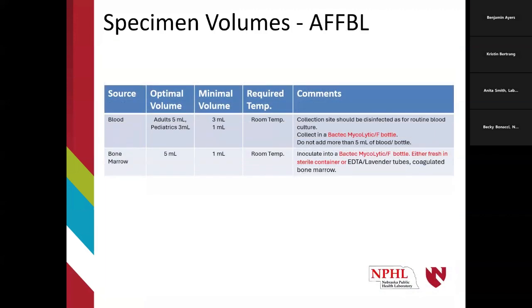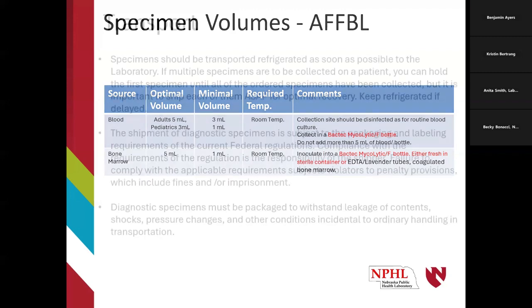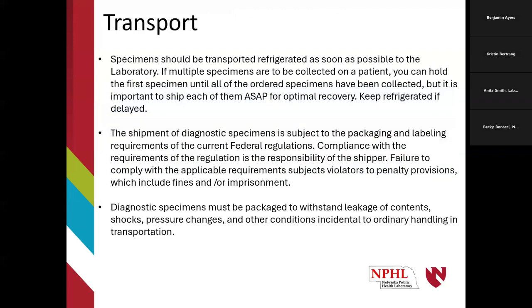Now, for blood and bone marrows, we're going to be using the Bactec Mycolytic F bottles. It's a blood bottle. For bone marrows, we add a certain amount of bone marrow directly to that. Typically, we put some fresh in. You can also use an EDTA. For transport, of course, get it to the lab as soon as possible. You must keep it refrigerated.